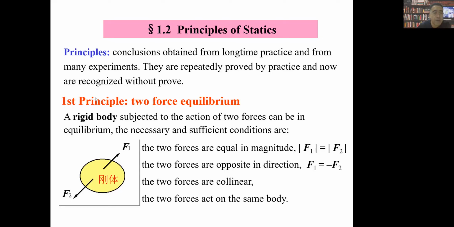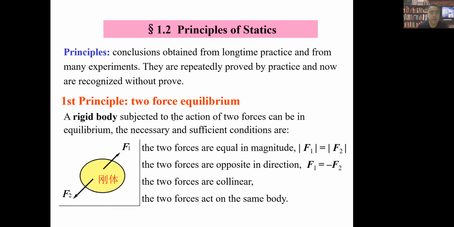Okay, thank you. We'll talk about principles, which are conclusions obtained from long-time practice and from many experiments. They are repeatedly proved by practice and are now recognized without proof. That tells what a principle is, and what a theorem is, right? So maybe we will talk about five principles. It's basic knowledge for us to finish our force analysis, so it's pretty important.